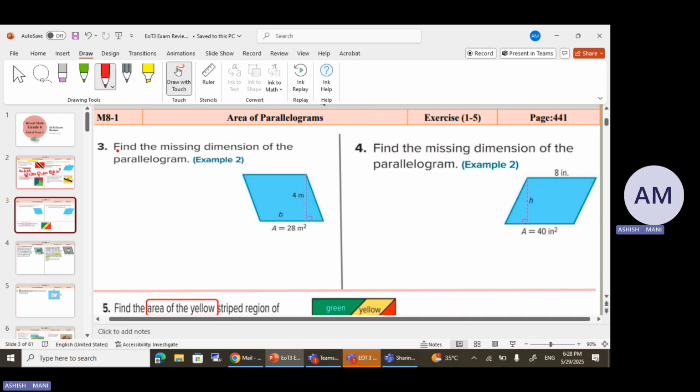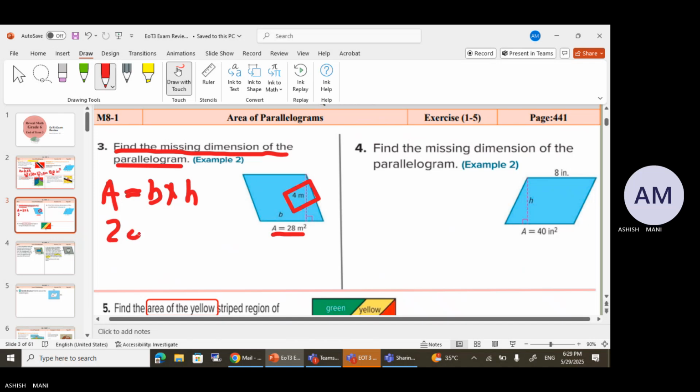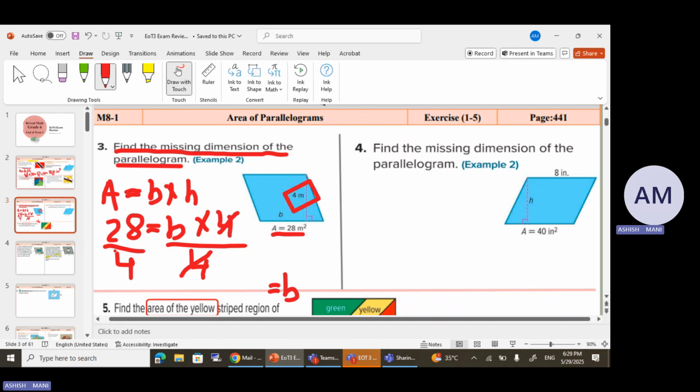Now number 2, here we have to find the missing dimension of a parallelogram. They have given the area and the height, and now we have to find the base. Again, we will use the same formula, area equals base into height. Area is 28, and the base we don't have, but we have the height, so we write multiply by 4. Now we have to find the base, so we eliminate the 4 which is with the base. Divide by 4 on both sides, so 4 and 4 cancel. So B equals 28 divided by 4, which equals 7. This is how we find the missing dimension of a parallelogram.